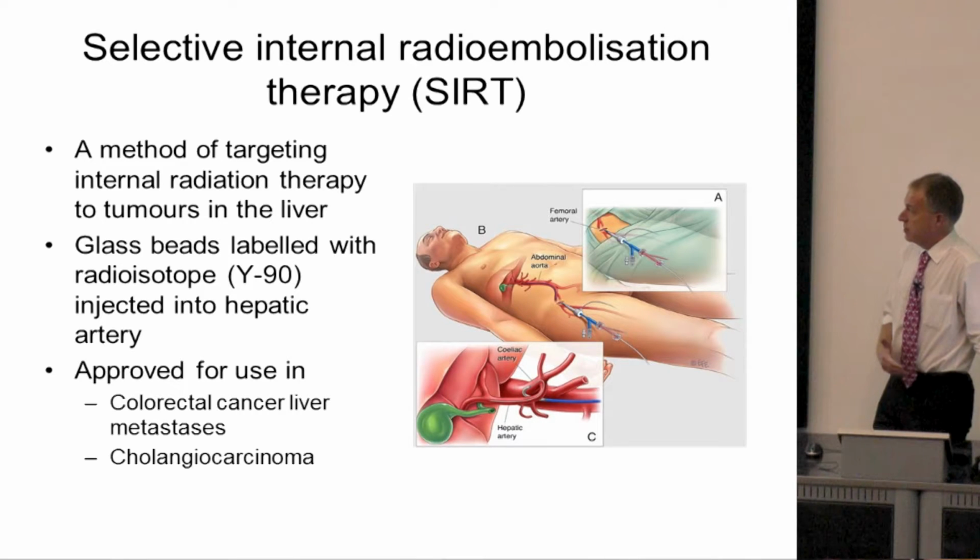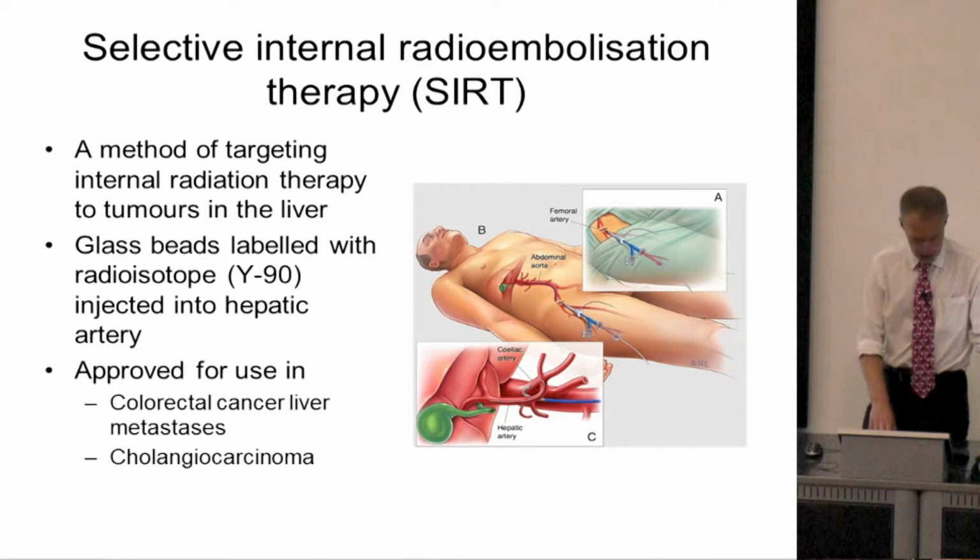This is a treatment that's been approved in the UK for use for colorectal cancer that's spread to the liver, and also a rarer sort of tumour called cholangiocarcinoma, which is a tumour arising from the bile ducts, either inside or outside the liver. And we know that the treatment can shrink and control these sorts of tumours very effectively.